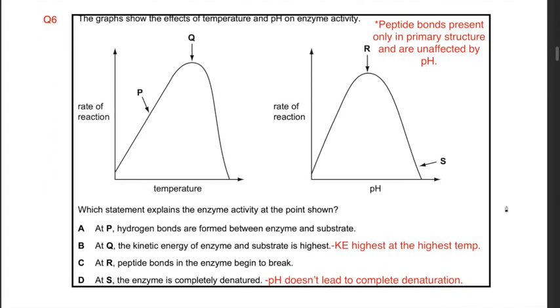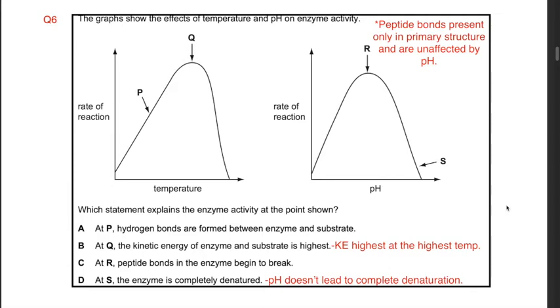Question 6. The graph shows the effect of temperature and pH on enzyme activity. Which statement explains the enzyme activity at the points shown? A. At P, hydrogen bonds are formed between enzyme and substrate. B. At Q, the kinetic energy of enzyme and substrate is highest. C. At R, peptide bonds in the enzyme begin to break. D. At S, the enzyme is completely denatured.